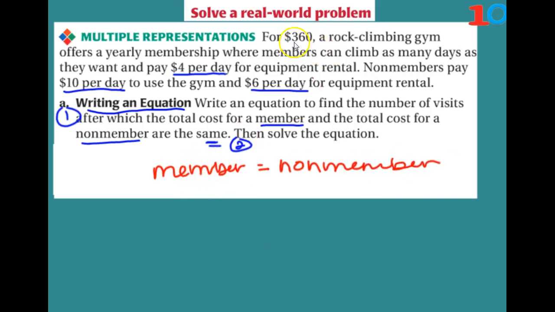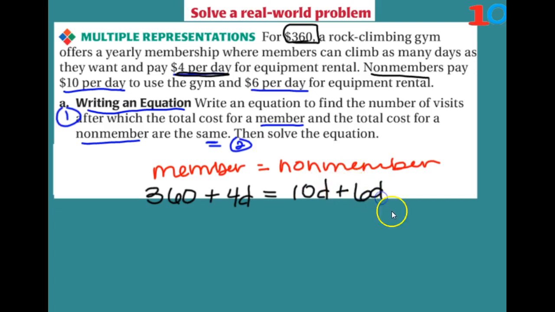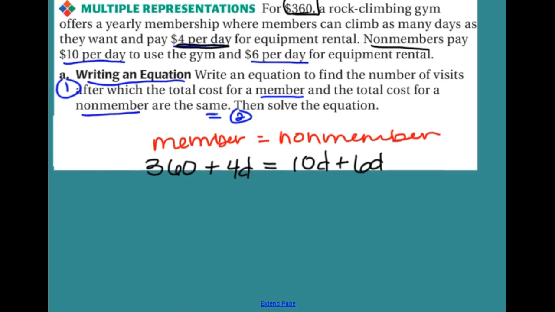So first, a member, it costs you $360 to be a part of the gym. But it also costs you $4 per day for the equipment rental. So I'm going to use the letter D to represent the number of days. 4 times the number of days that we're at the gym. A non-member here pays $10 per day for the gym, so 10 times D, plus $6 per day for equipment rental. We've included all of our information, so now we just have to solve this.